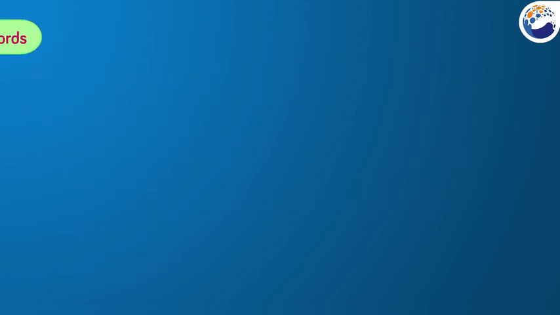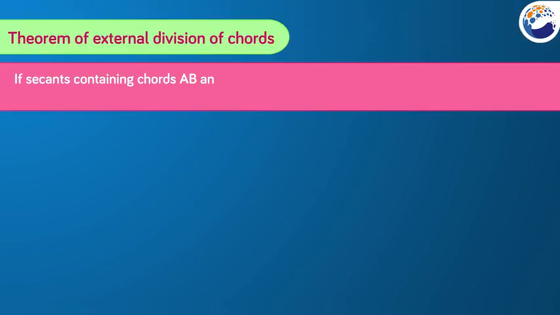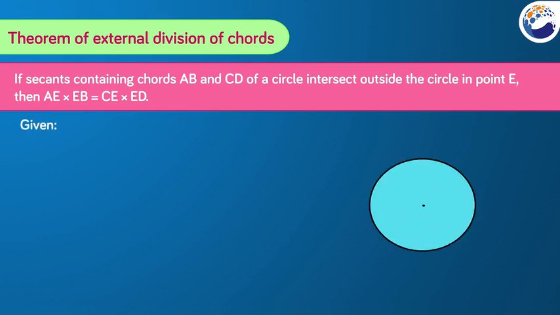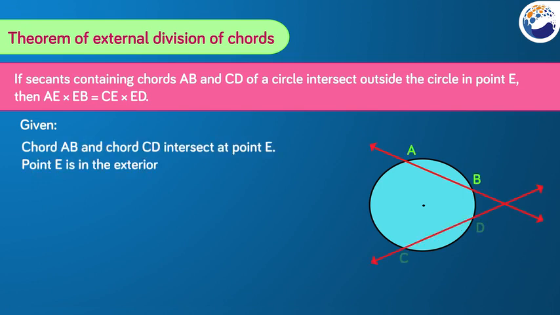Theorem of external division of chords. If secants containing chords AB and CD of a circle intersect outside the circle in point E, then AE into EB is equal to CE into ED. Given: chord AB and chord CD intersect at point E. Point E is in the exterior of the circle. To prove: AE into BE is equal to CE into ED.